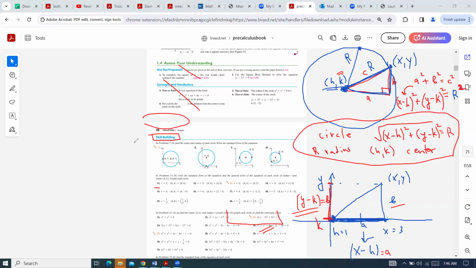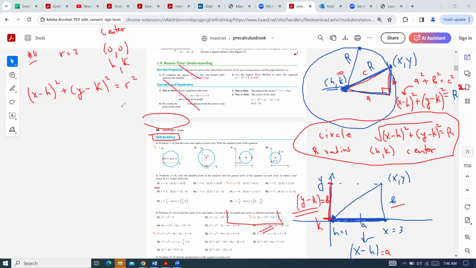Let's say exercise number 11 here. This is section 1.4. It says we have a radius equal to 2, and we have a circle with a center at 0, 0. That's the center. And all I have to do is plug in the formula that we just produced for the center h, k, which is 0, 0. So let me write this formula once again. X minus h squared plus y minus k squared is equal to the radius squared.